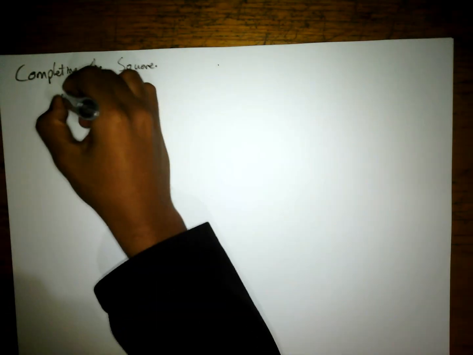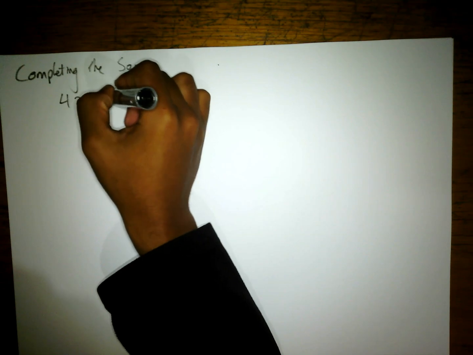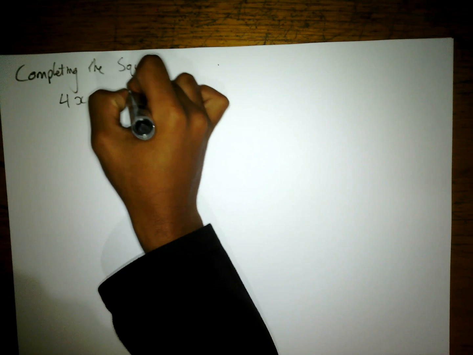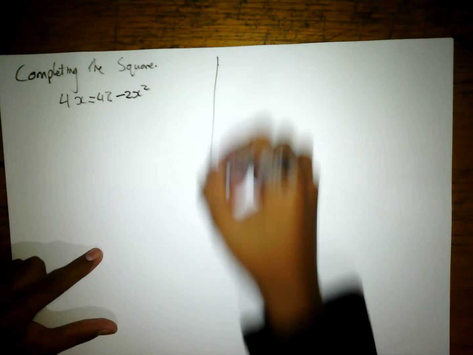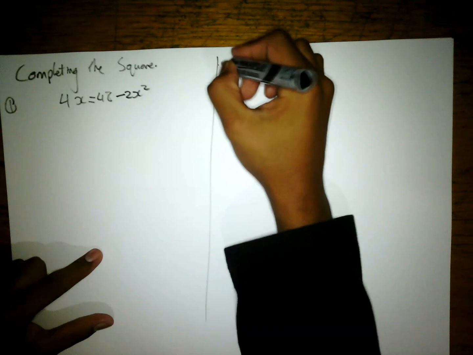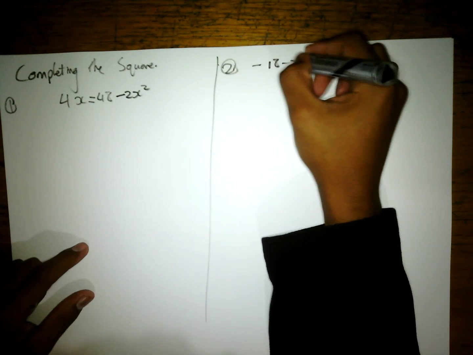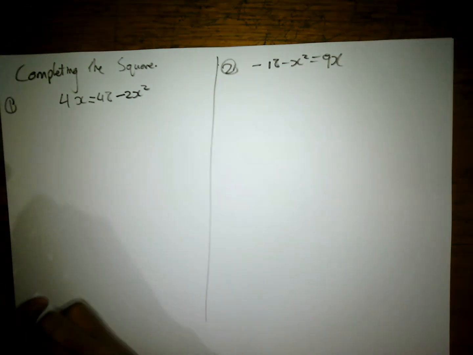We are given 4x minus 48 equals 48 minus 2x squared. Two is minus 18 minus x squared 9x.